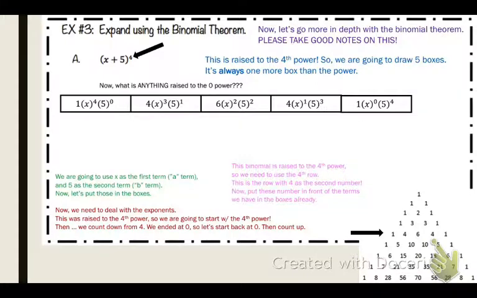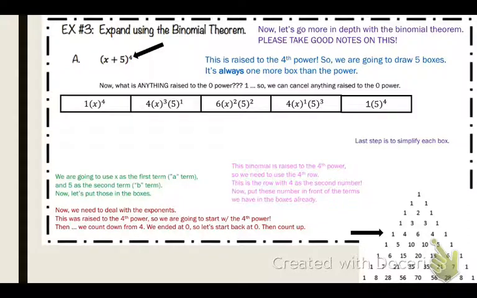Now, what is anything raised to the 0 power? We just talked about this. It is 1. So we can cancel anything raised to the 0 power, because if you multiply something by 1, it just stays the same, correct? So I'll go back real quick. We have 5 to the 0 power, and we have x to the 0 power in the first and last boxes. So we're just going to put an x through those and cancel those out. Those are gone. Okay?